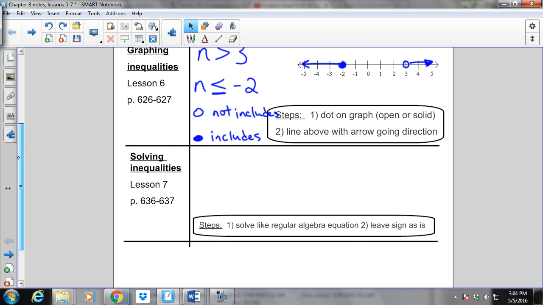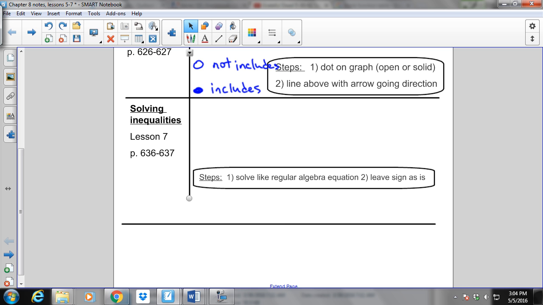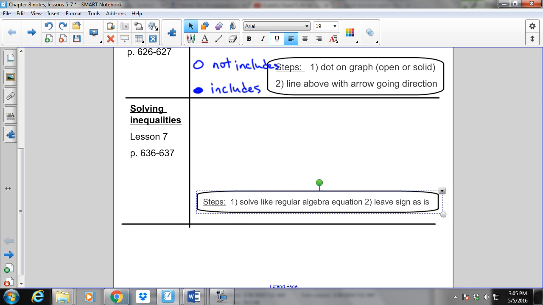Alright, so solving inequalities. You guys are going to love this since you are a lot of the way there already. This is just like, we can see the steps right there. It's just like solving a regular algebra equation, and you leave the sign as is.